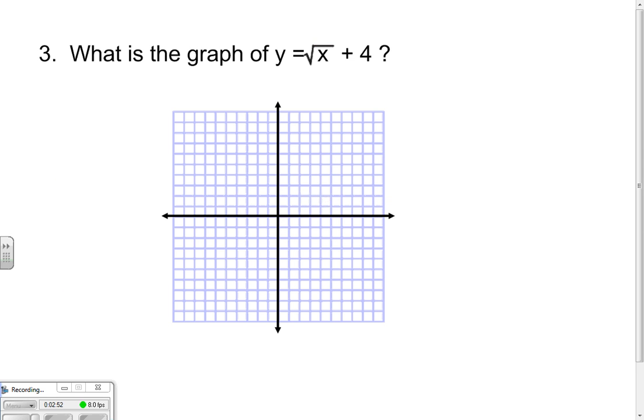Number 3, that plus 4 says this graph moves up 4, so it'll start there. That ordered pair is 0, 4. Pick pretty values again. I'm going to pick 4 and 9. If I put a 4 in, the square root of 4 is 2, and 2 plus 4 is 6. Right there. If I put a 9 in, the square root of 9 is 3, and 3 plus 4 is 7. So they're all going to have the same shape, but that left, right, up, down movement will really just change its starting point.